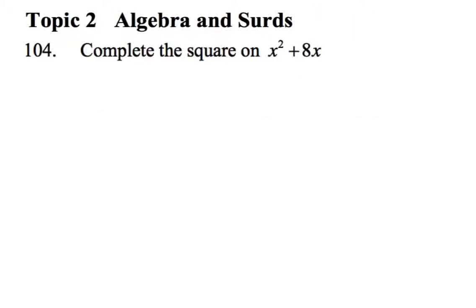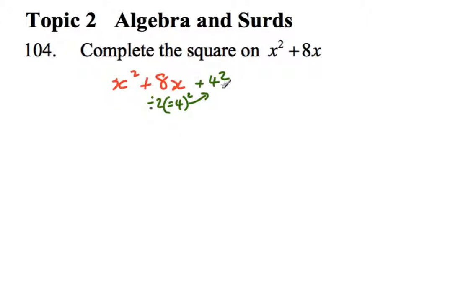Let's have a look. Asked to complete the square on x squared plus 8x. Let's just write it out again. X squared plus 8x. Now the way we do that, what we do is we divide this term in the middle here by 2, and we'll get that equal to 4 there. And what we then do, to complete the square, is we square that. And we need to add 4 squared.